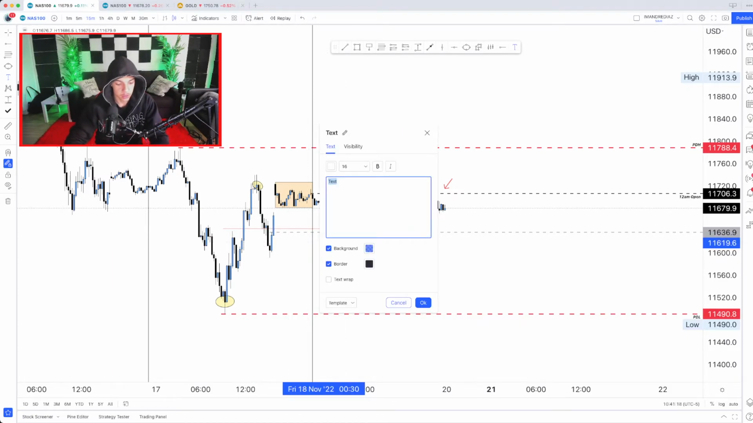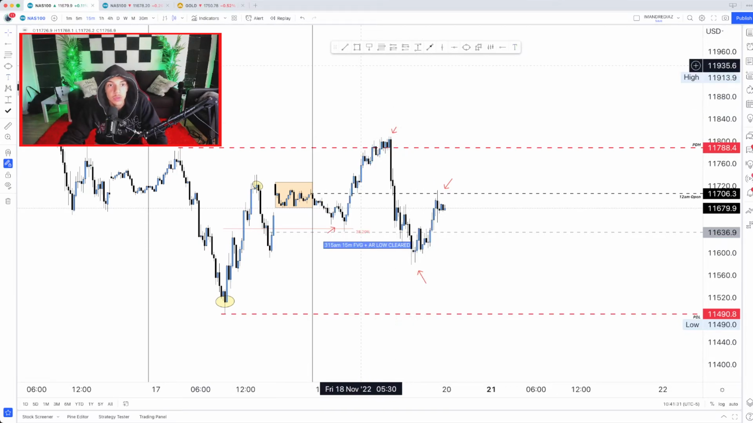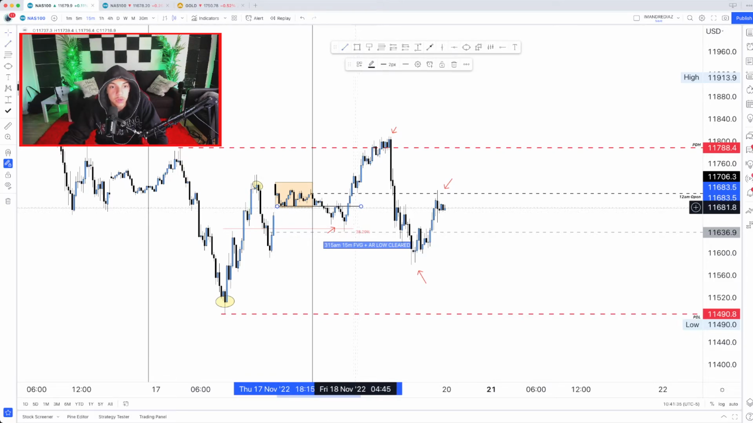So let's put that in. 3:15 a.m., 15-minute fair value gap, plus Asian range low cleared. That was the last thing I wanted to do. This was the move that ran below and cleared the Asian session low right in here.